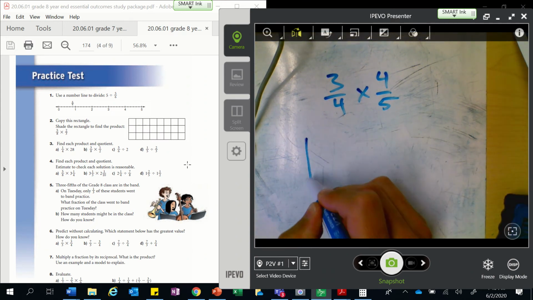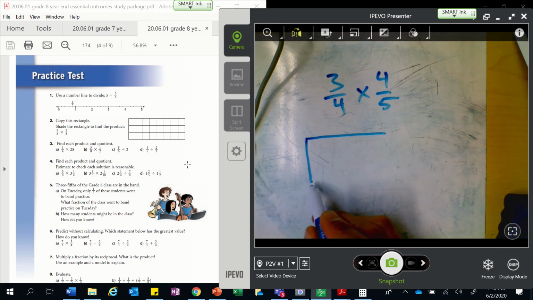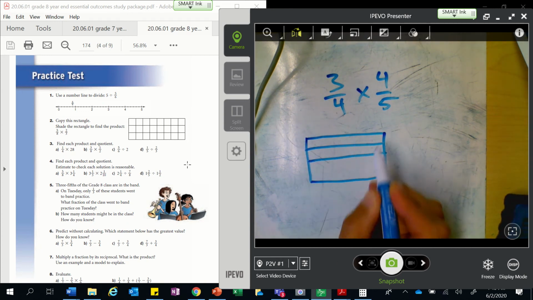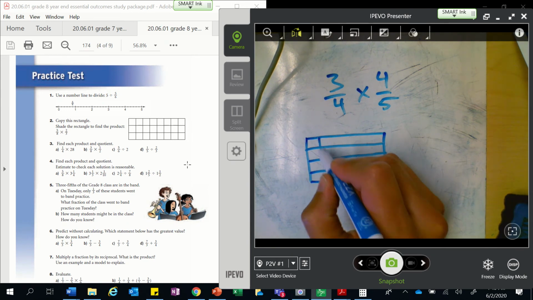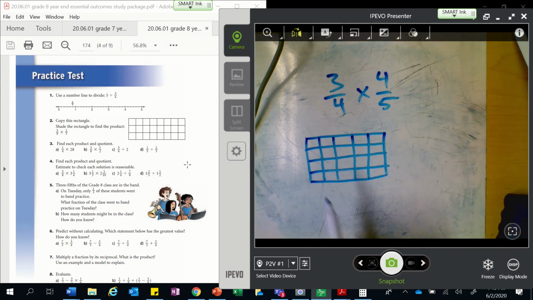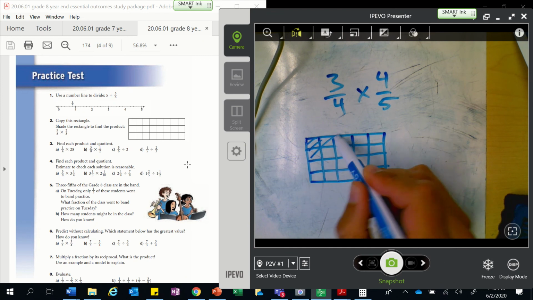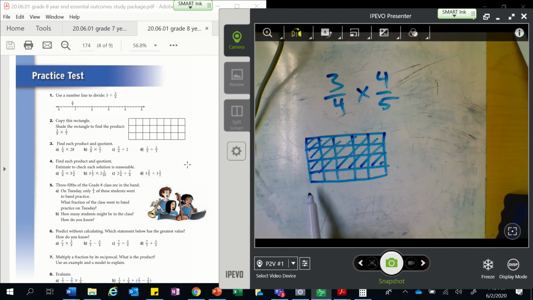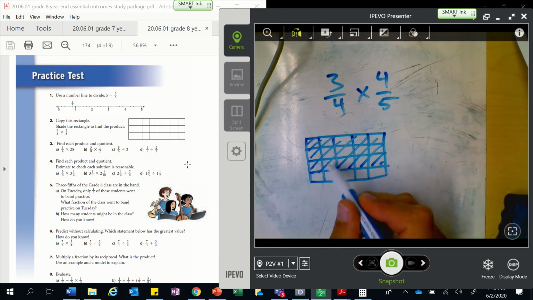So I've got quarters and fifths. So that means I need a 4 by 5 rectangle. And it says 3/4, okay? I'm going to shade 3/4 or 3 rows. And 4/5, there's 5 columns, so I'm going to shade 4 of the 5.